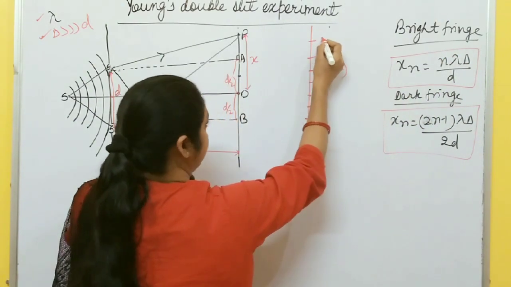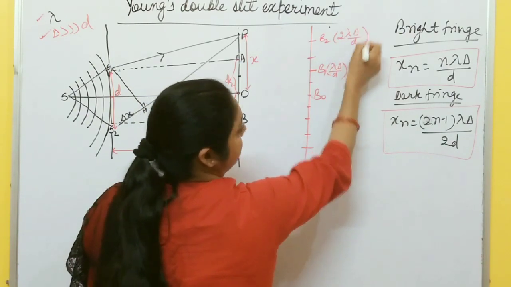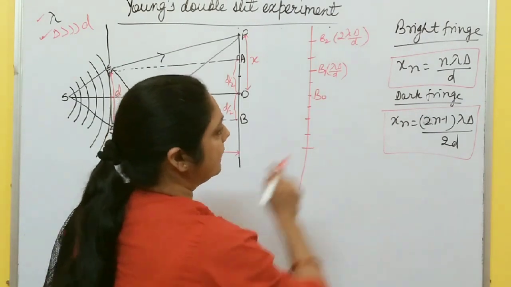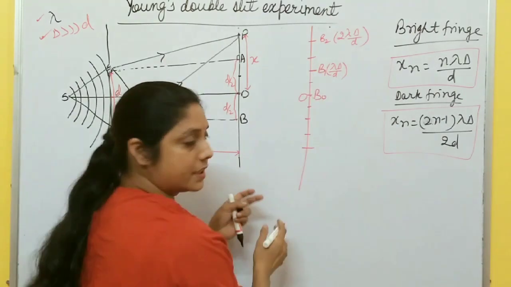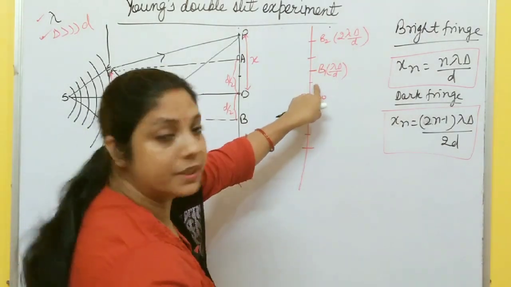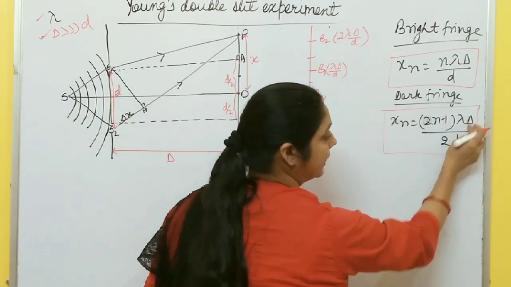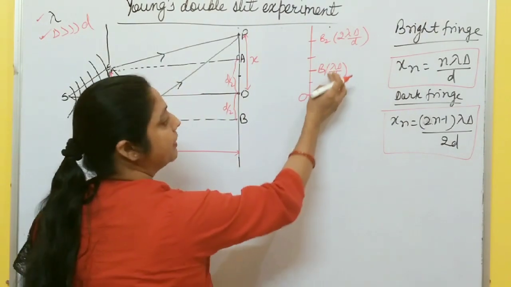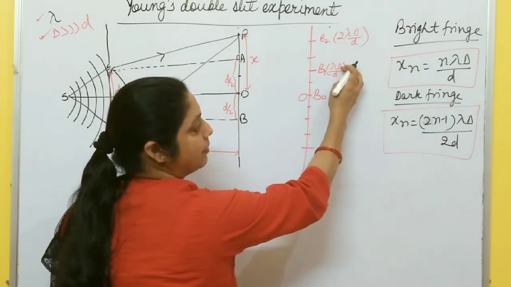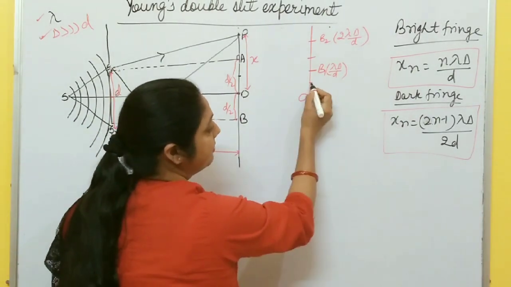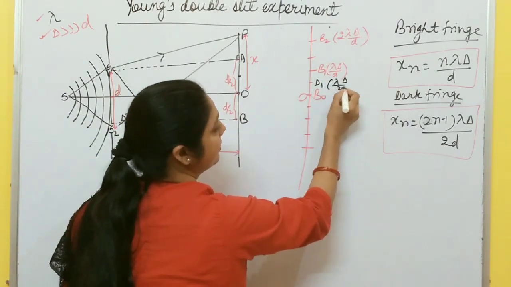Suppose this one is the second bright fringe, at 2λD/d. And this n may be positive or negative, so on both sides of the center of the screen, fringes are formed. Now the position of the first dark fringe, when n is 1, is λD/2d. And λD/2d is between these two. This distance is λD/d, so λD/d is this one. Here the first dark fringe is formed. This distance is λD/2d.